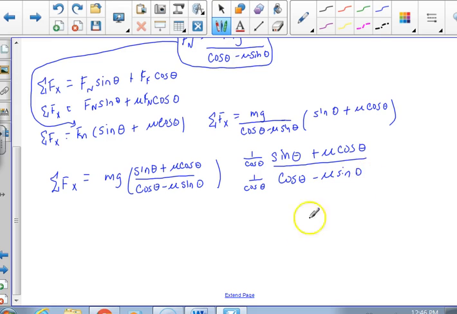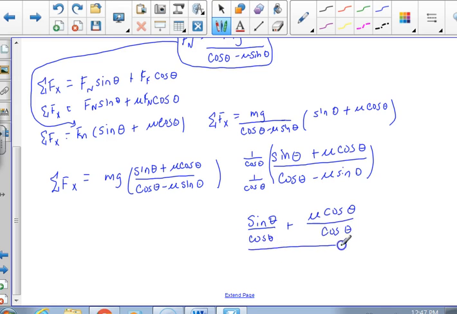Okay, that gives sine theta over cosine theta plus mu cosine theta over cosine theta, over cosine theta over cosine theta minus mu sine theta over cosine theta.